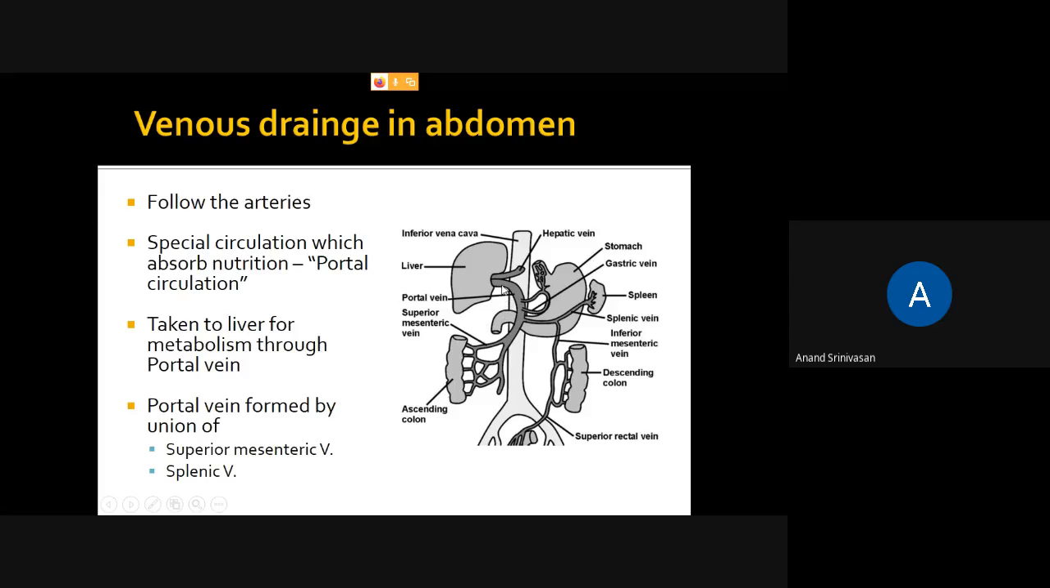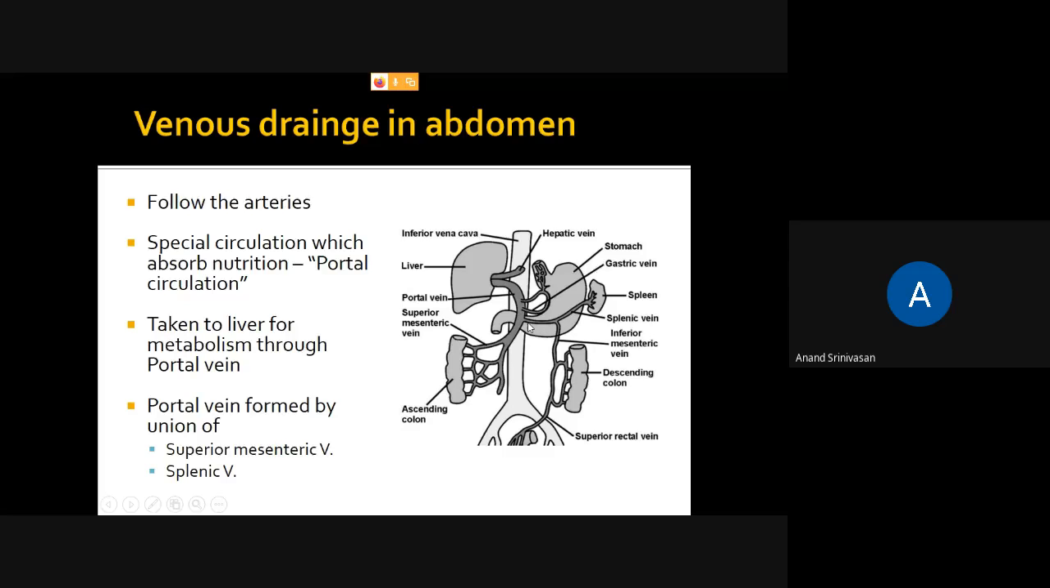Now here you can see the portal vein. This portal vein is formed by two veins. The portal vein transports all the nutrition from the small intestines to the liver. What veins form it? One is called the superior mesenteric vein. Can you see the superior mesenteric vein? And the other one is the splenic vein.